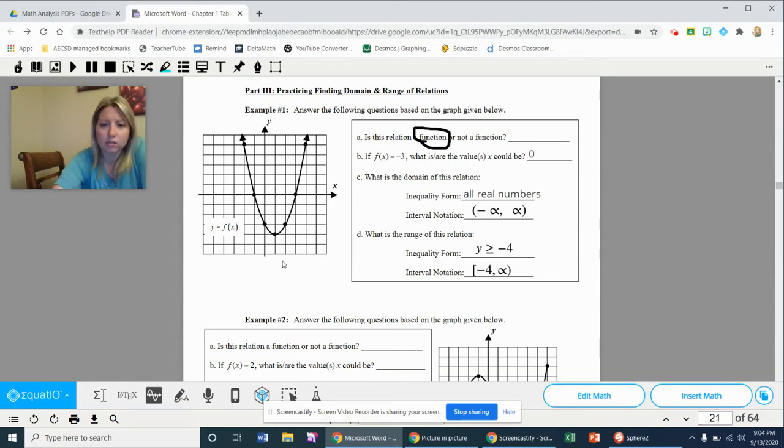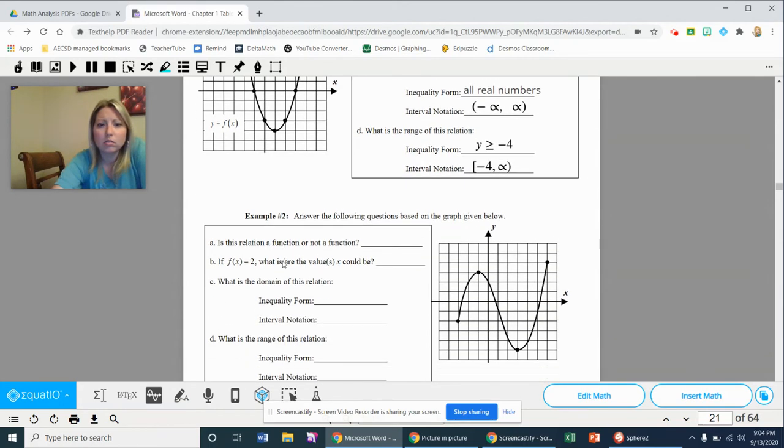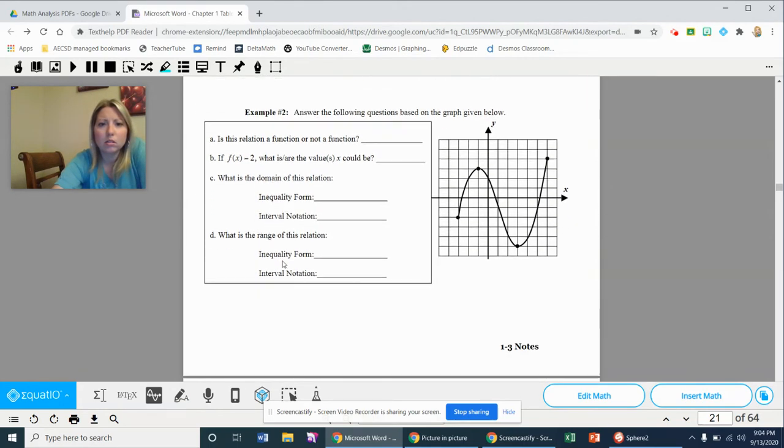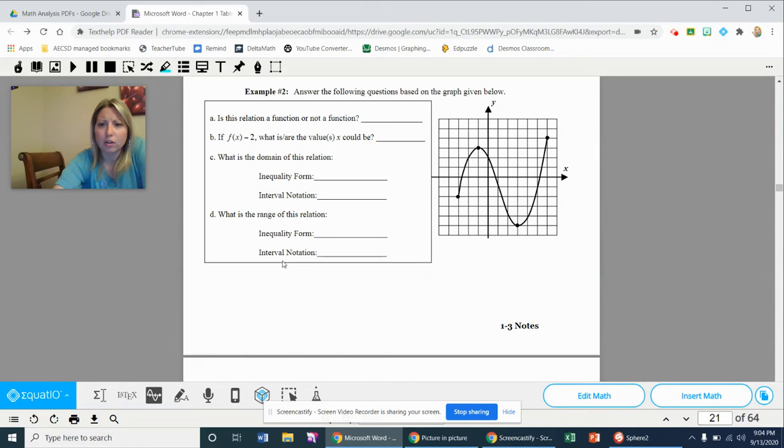Let's look at another one. Answer the following questions based on the graph below. Cool. Is this relation a function or not a function? Well, no x values repeated, so still a function.